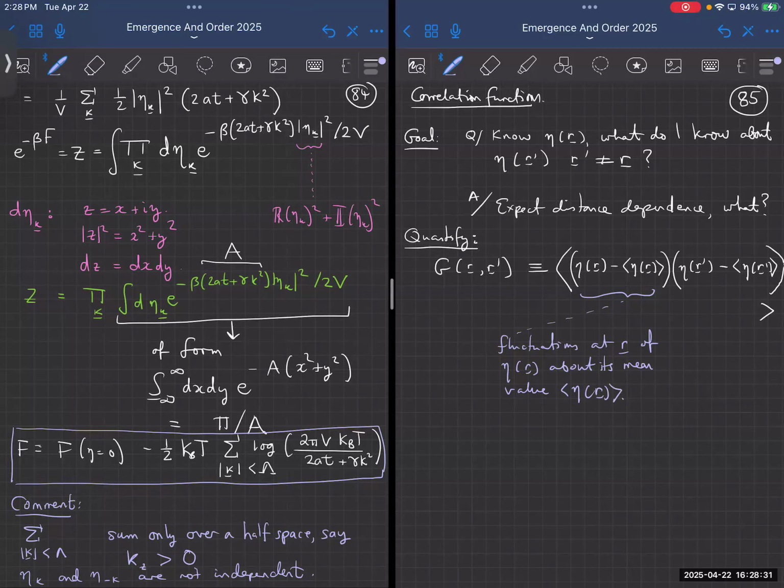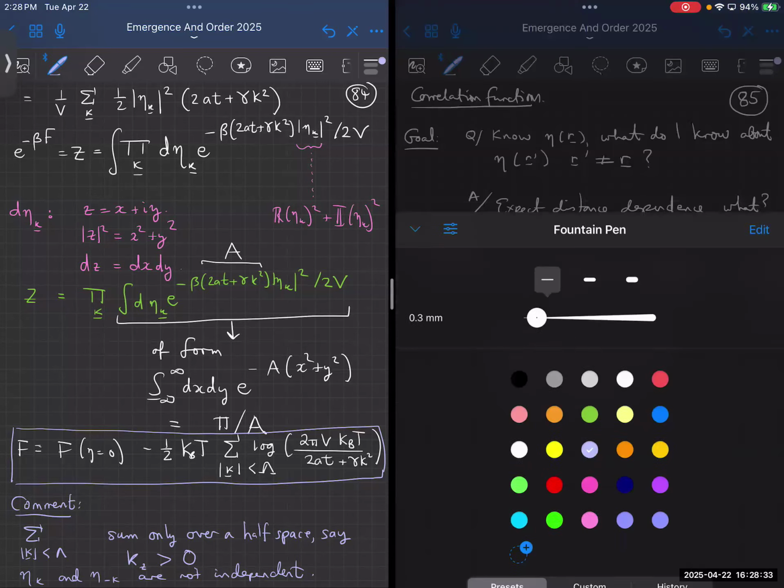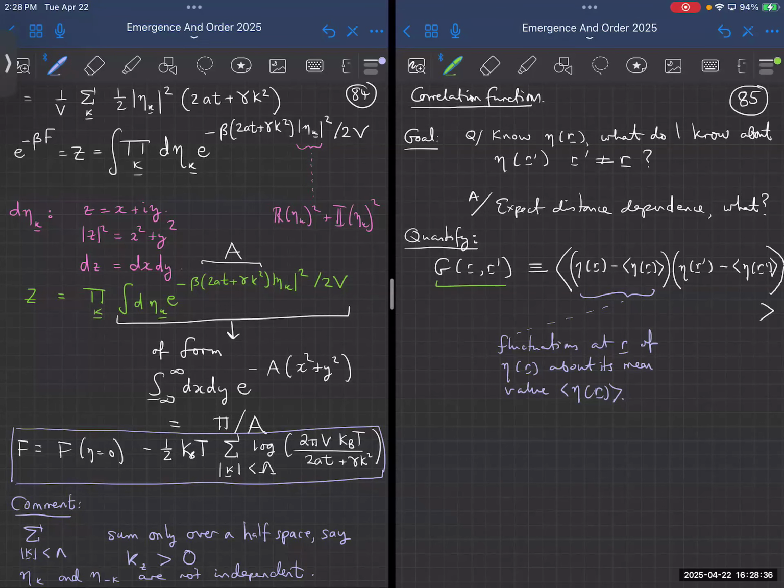And we expect that our system is translationally invariant. So if it's translationally invariant, then we expect that this will only depend on the difference between these two points, like so. And we also expect that eta of r is the same as eta of r prime for any r prime. So in other words, it doesn't depend on space. So that's the first thing.